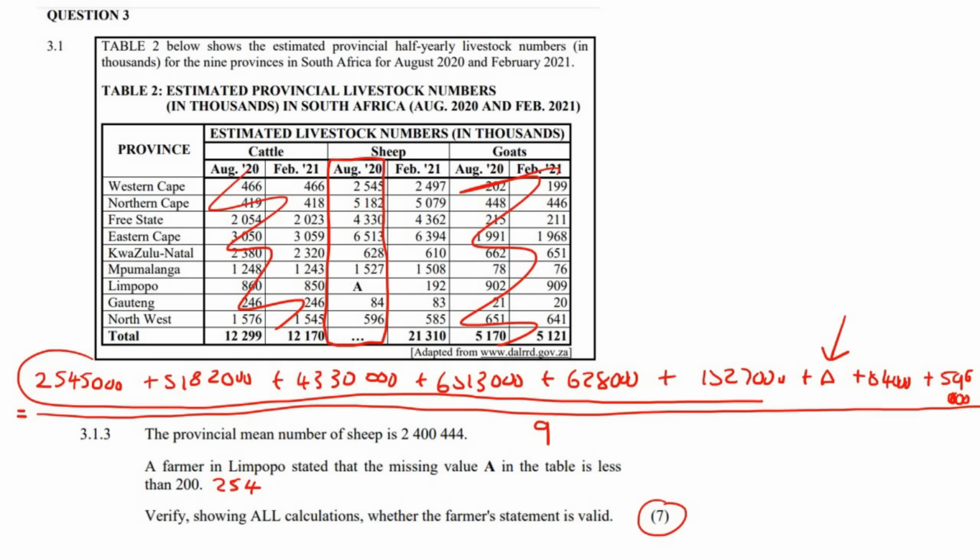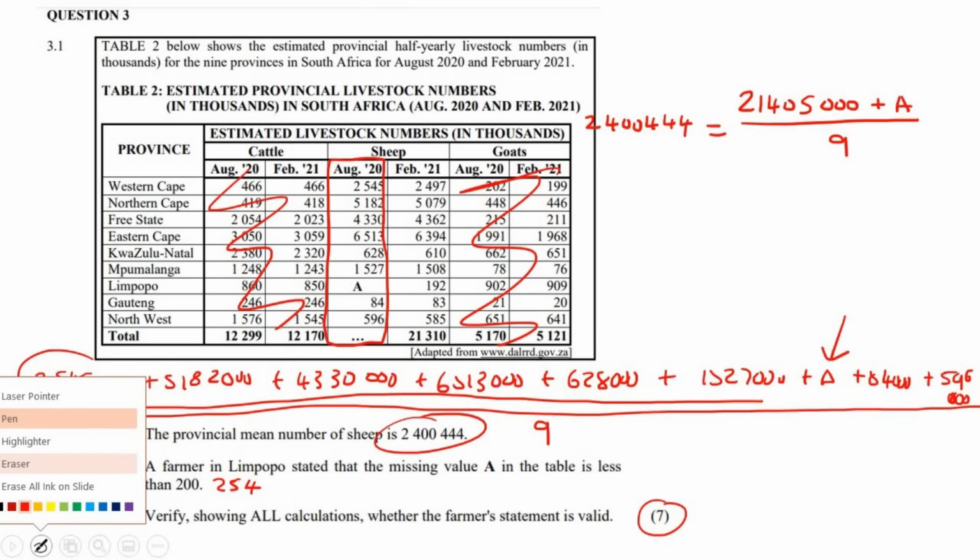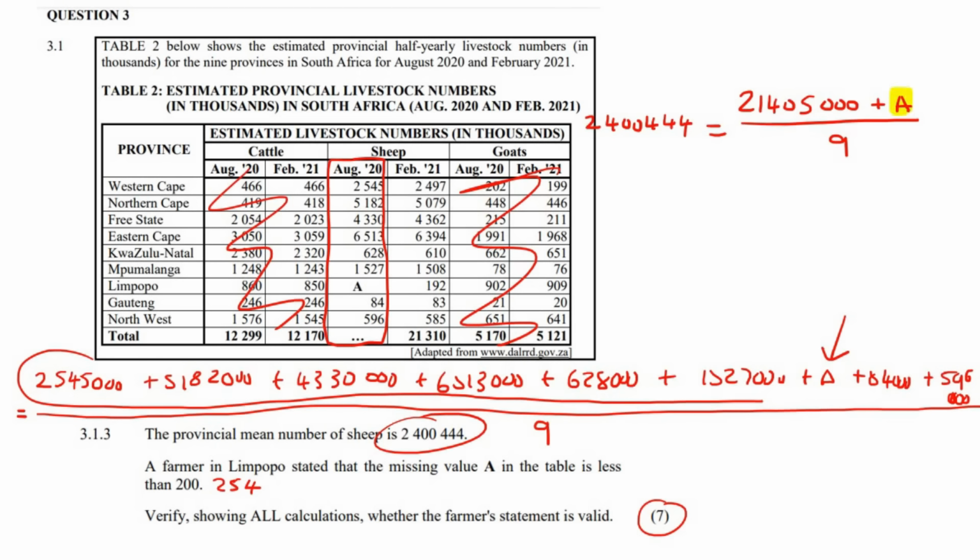Okay, so if you add up all of those numbers, you're going to end up with 2,140,5123. Then we still have the plus A, and then we still have divided by 9. Now we know that the final answer of the average is 2,400,444. Now, mathematically, what we have to try and do now is to get this. That is what we are trying to find.